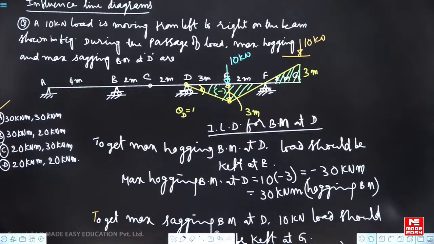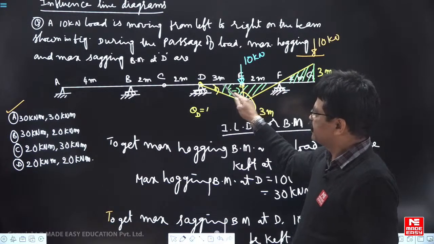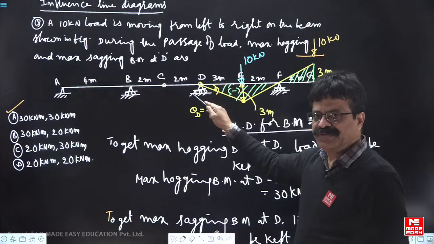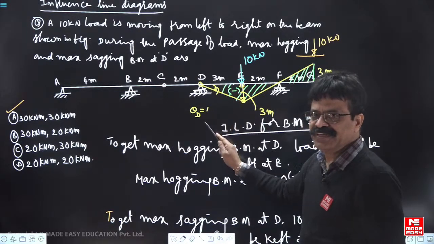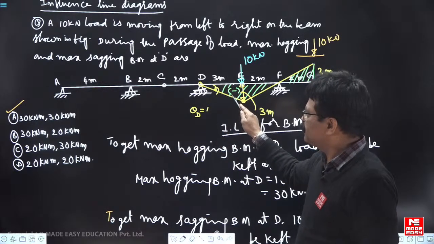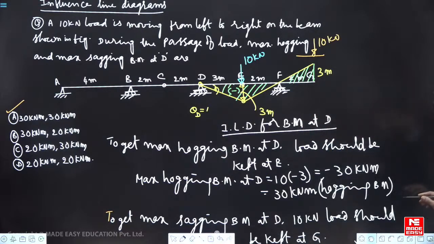Why rotation anti-clockwise? Why not clockwise? This is clockwise only we rotated. When the load is here, then at D you should get hogging bending moment only, from strength of materials. So here it must be a negative ILD. So that's why we have drawn it below the reference line. For it to be below the reference line, it should be clockwise. That's all. No great reason.